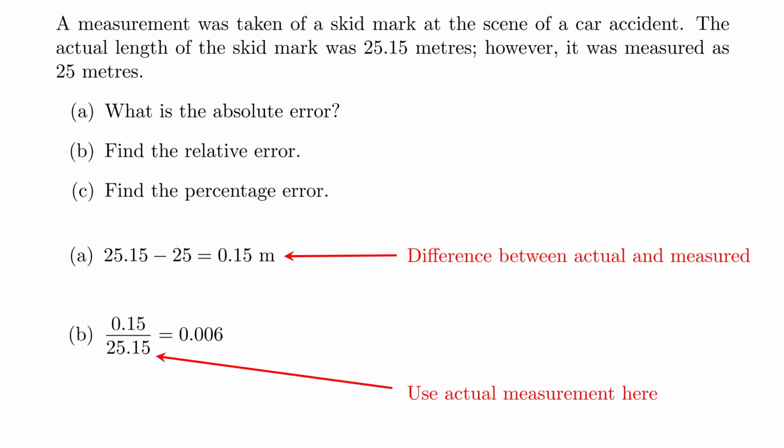And so for the final part, the percentage error, we just want to take this exact relative error and turn it into a percentage. So we can times it by 100 and we get 0.6%. And that's just there to tell us, well, this error wasn't really that bad in the grand scheme of things.